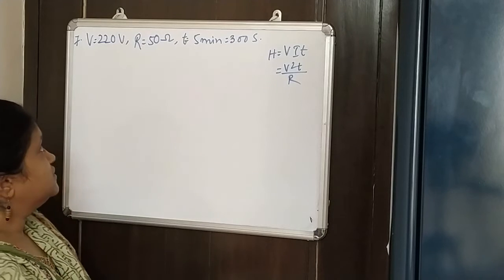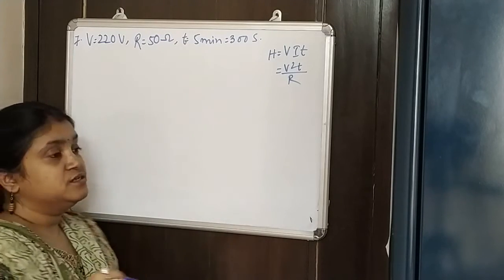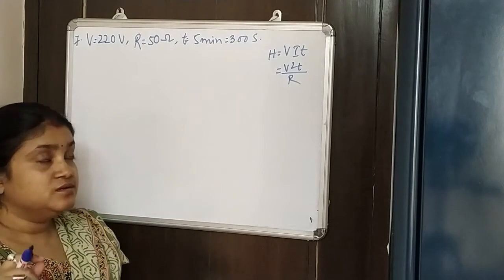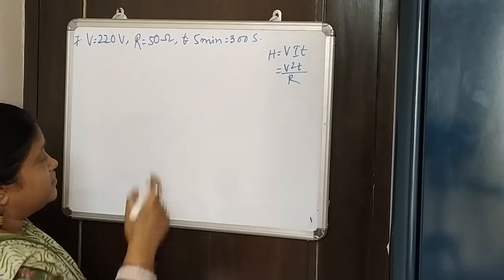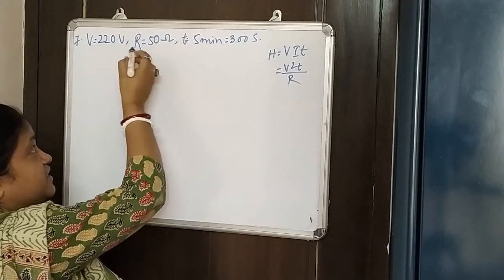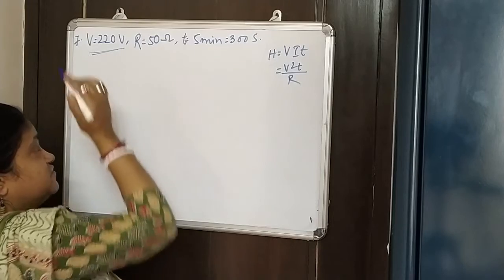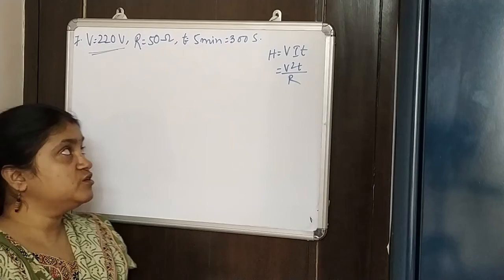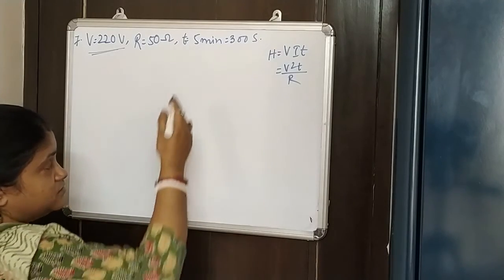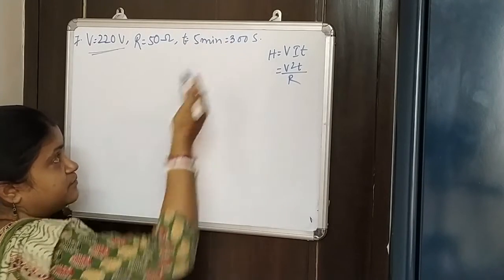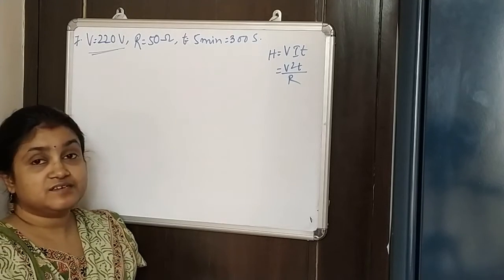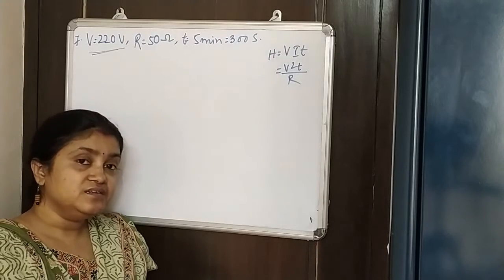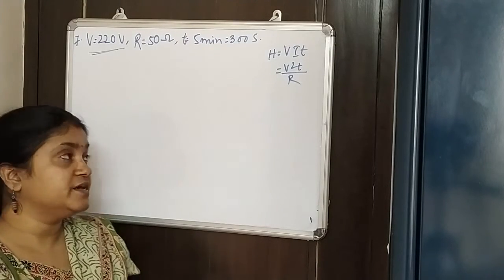So our next numerical is based on the heat produced in a particular circuit. So we have been given a voltage difference of 220 volt and a resistance of 50 ohm, where the current is flowing for the time of 5 minutes or 300 seconds. Then we have to find the heat produced in that particular wire.